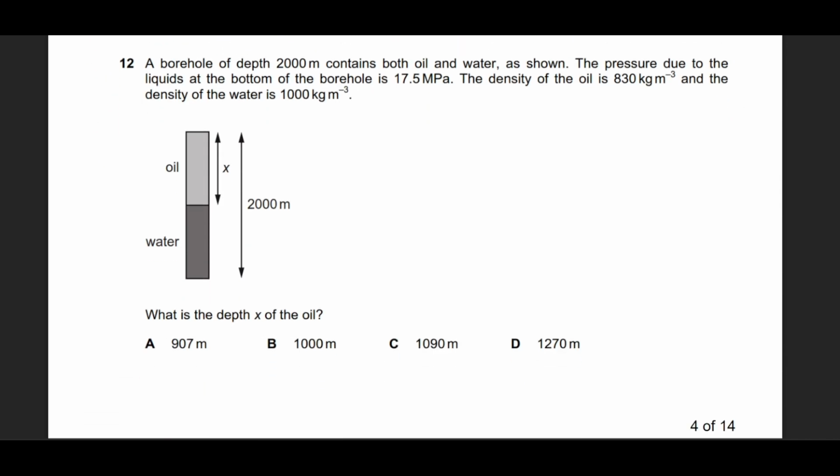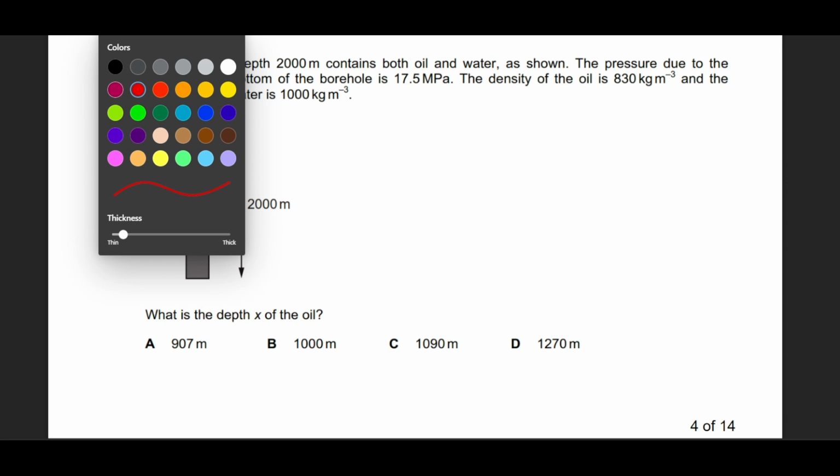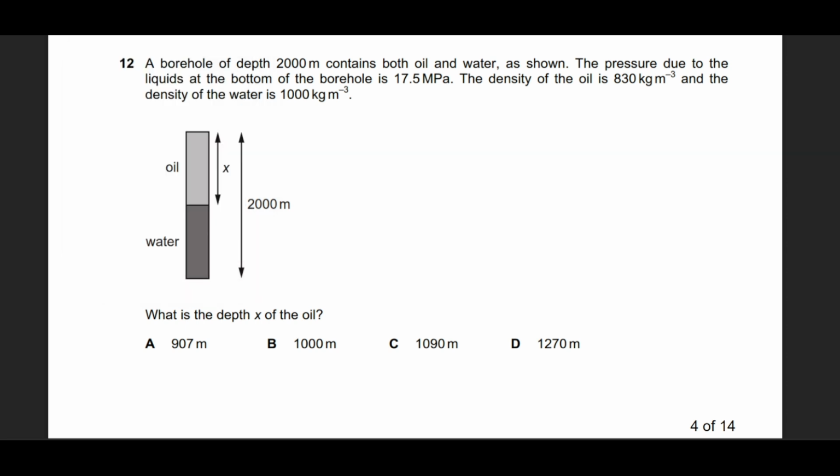Again, I've moved the diagram to the left because we want to use the space for the equation. He says that for the borehole of this depth, the pressure due to the liquids at the top of the borehole is 17.5. So the total pressure by the oil and the water at the base is 17.5 megapascals, right? The density of the oil and the water is given. He asks, what's the value of depth X?